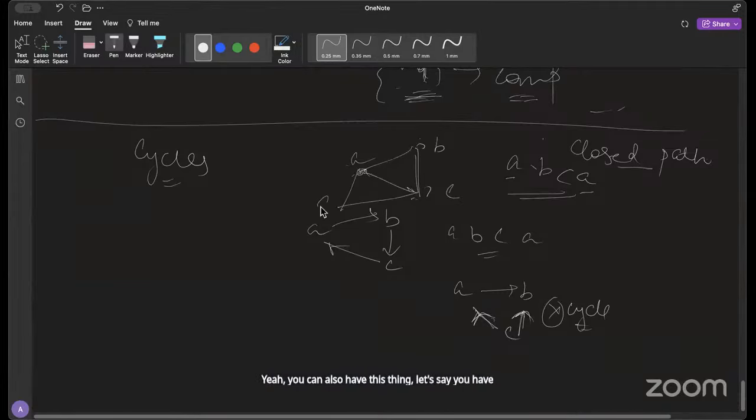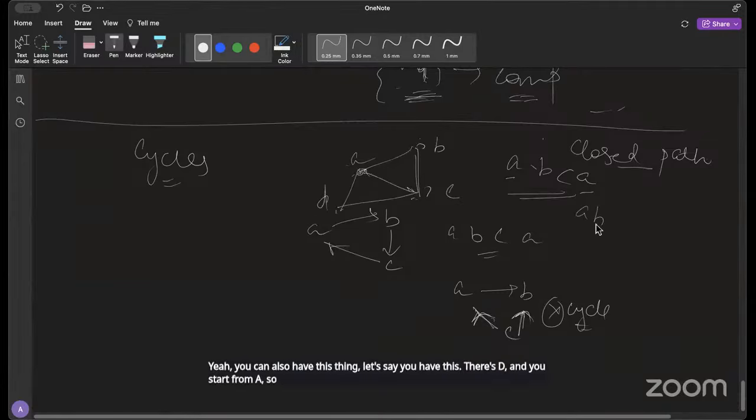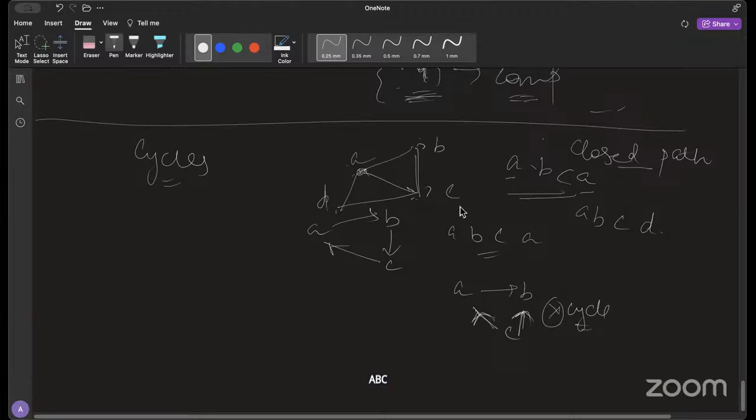Let's say you have this: there's D, and you start from A. So if you take A, B, C, then D, A. Okay, let's take something else. Let's take E here, and you're doing A, B, C, E, and then you're going back to C, and then you're going back to D, and then to A. This is also a cycle. It doesn't mean it just has to look like a polygon, or this.